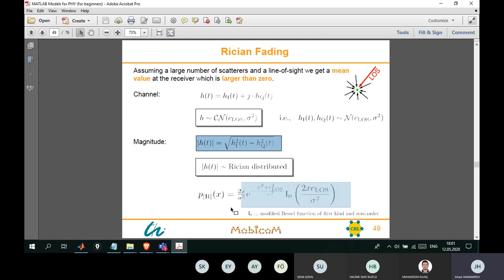What's the formula of that? It's this. Do you need to memorize it? No, you don't need to. It's available in the literature, on Wikipedia, on the internet. But you need to know how to use it and what it means. Here sigma square is the variance of your channel, C is the line of sight, the mean, and X is the amplitude of your received signal. And this I zero is a function we call the modified Bessel function of the first kind and zero order.